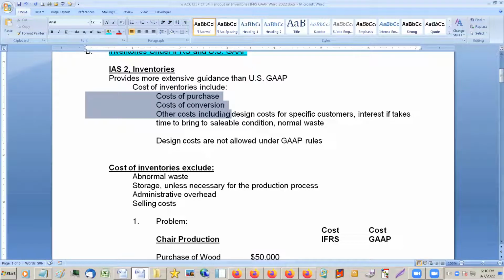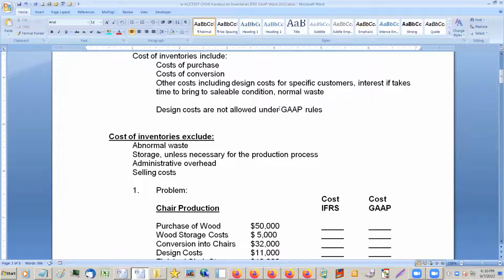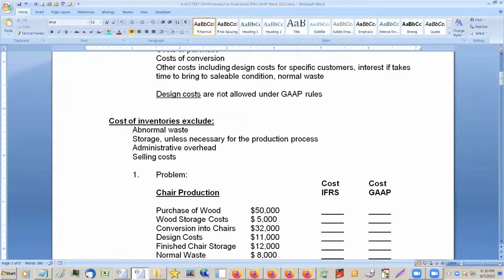So here are the costs that are allowed under the international standards. So we have costs of purchase, cost of conversion, other costs. Specific for customers, interest, taking time to bring it to saleable condition, normal waste, all that kind of stuff goes in there. And most of these are the same as for US. The big one here is the design costs. So design costs are not allowed under GAAP rules.